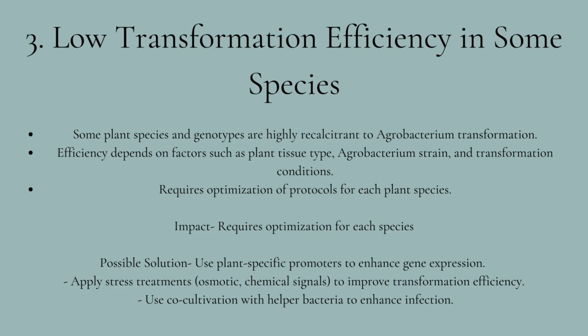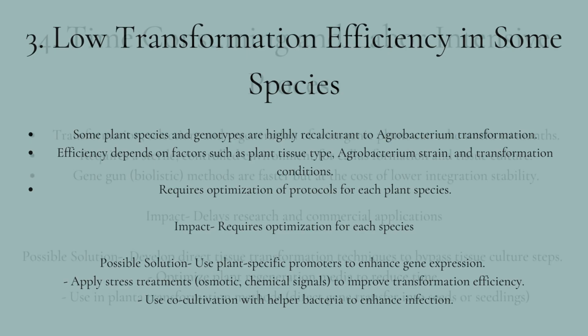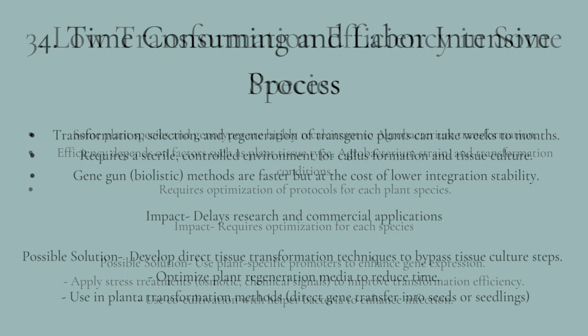The solution would be to use plant specific promoters to enhance gene expression, using stress treatments like osmotic pressure, and chemical signaling like acetosyringone to improve transformation efficiency. And thirdly, using co-cultivation with helper bacteria to assist Agrobacterium infection. Here the impact is that by optimizing protocols for each species, transformation efficiency can be significantly improved. This enables successful genetic modification of previously resistant plants.